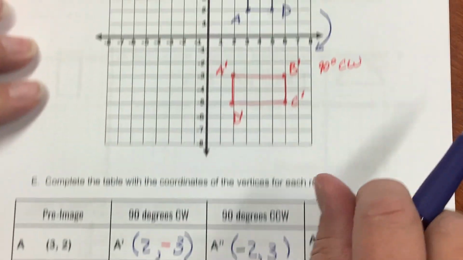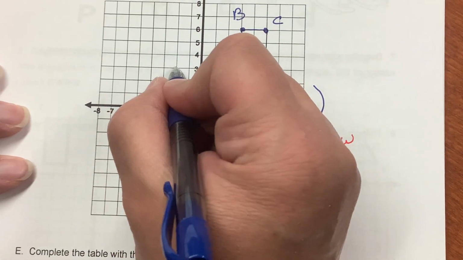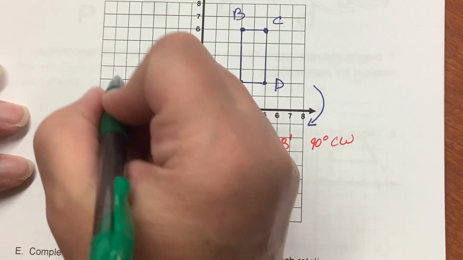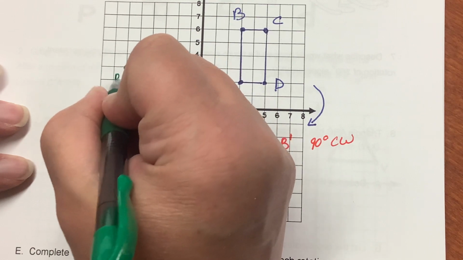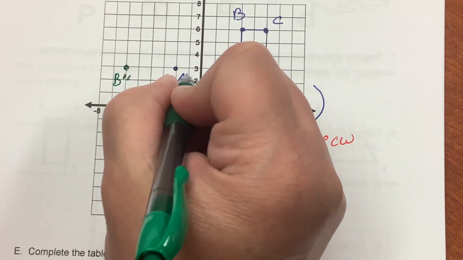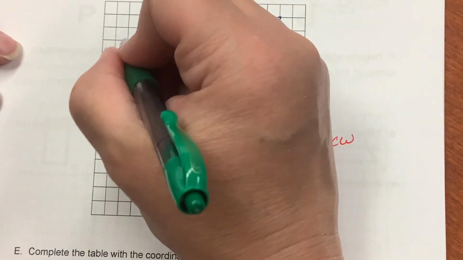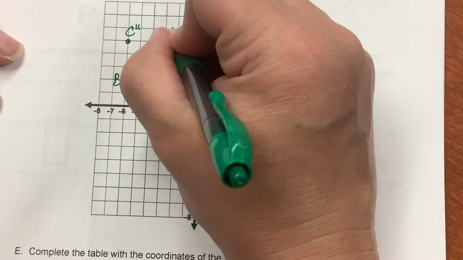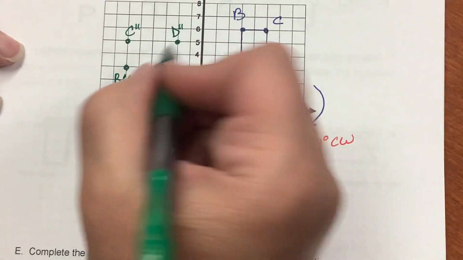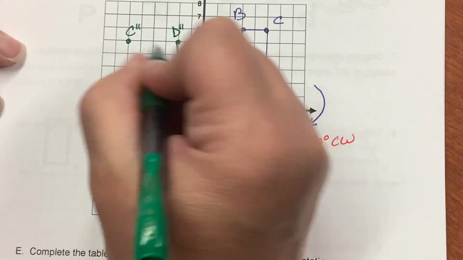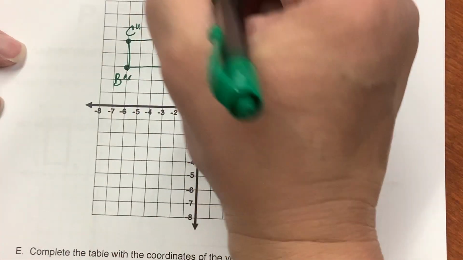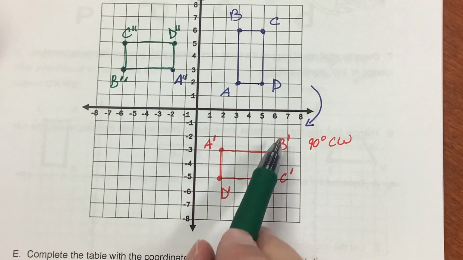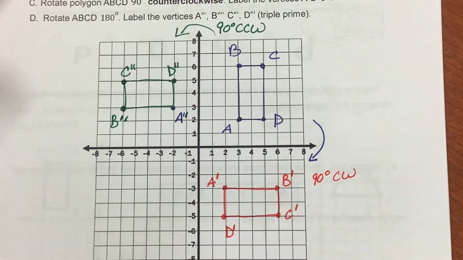So let's graph that. Negative 2, 3, A prime. I wanted to do this in green. Negative 6, 3, B prime. Double prime, there's 2 primes there. Negative 6, 5 for C double prime, and negative 2, 5 for D double prime. All right, connect those dots. And that's 90 degrees counterclockwise. So clockwise was to the right, and counterclockwise was to the left.